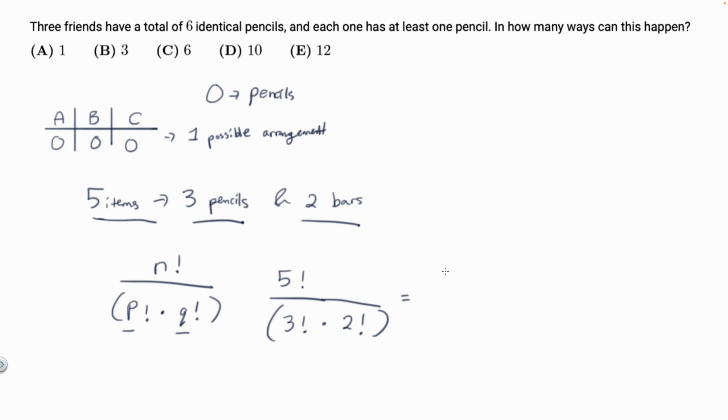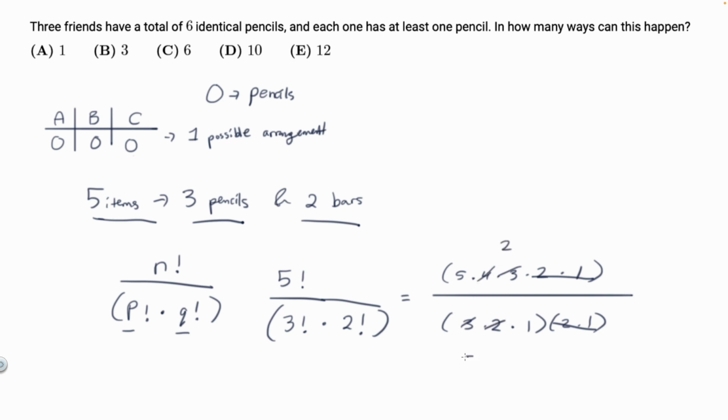So if we calculate this, we have 5 times 4 times 3 times 2 times 1 over 3 times 2 times 1 times 2 times 1. You can cancel these out. Cancel the 3 out, and the 2 with the 4, so it's 5 times 2 over 1. So we get 10 possible outcomes. So the answer is still D.